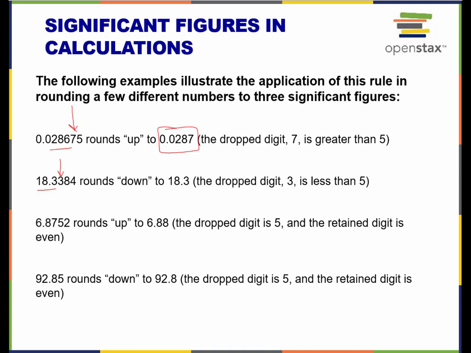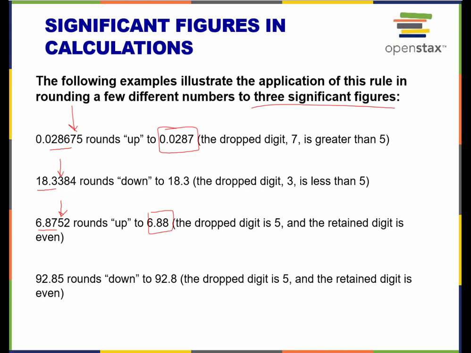6.87, if I keep the first 3 significant figures, I'm allowed, according to my rules here, to keep 3 significant figures. Then I would look at the number immediately after that third significant figure, and if it's 5 or up, then I'm going to round up. So in this case, 6.87 is going to round up to 6.88.